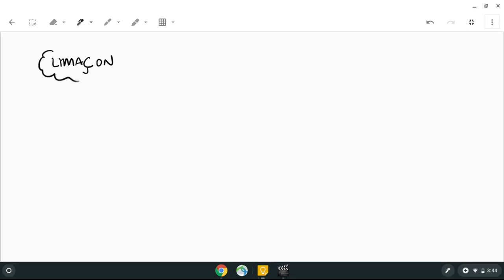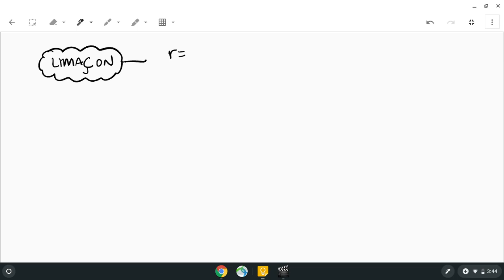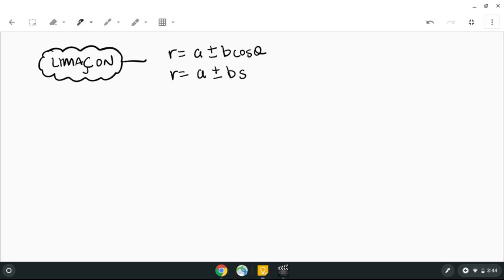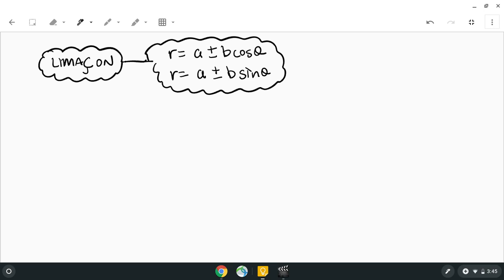Okay, so this one also has two equations, one for cosine, one for sine. So we have R equals A, and you will either have plus or minus B cosine theta, and we also have one for sine theta. Okay, and we actually have two different shapes depending on your A and B values. So if A equals B, then you'll have a heart shape.